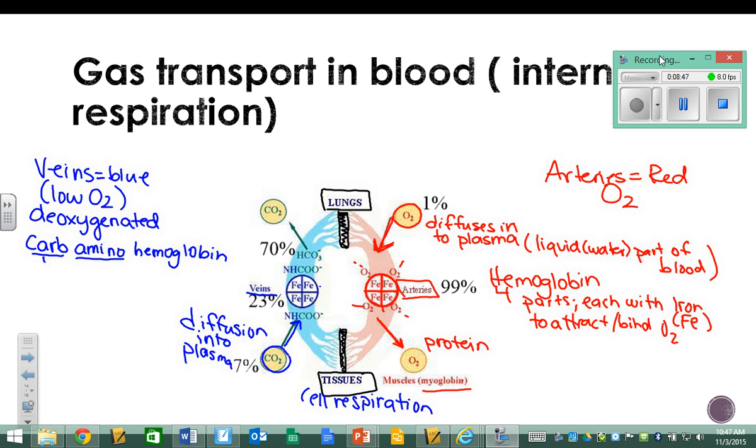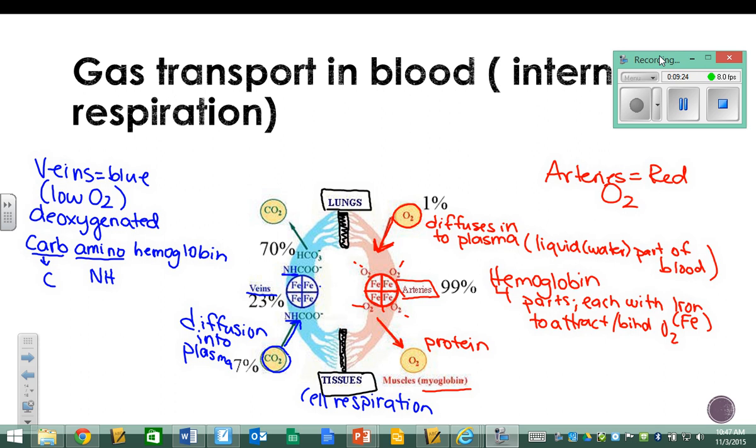The carb part refers to carbon. The amino part refers to some nitrogen and hydrogen. So the carbon dioxide that's in your blood will attach to some nitrogen and some hydrogen, and then attach to hemoglobin. So, hemoglobin does not only transport oxygen, it can also transport CO2. It is not the main method of transport for CO2, but it is possible.